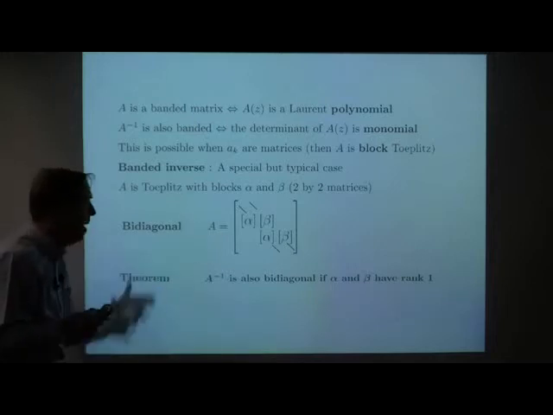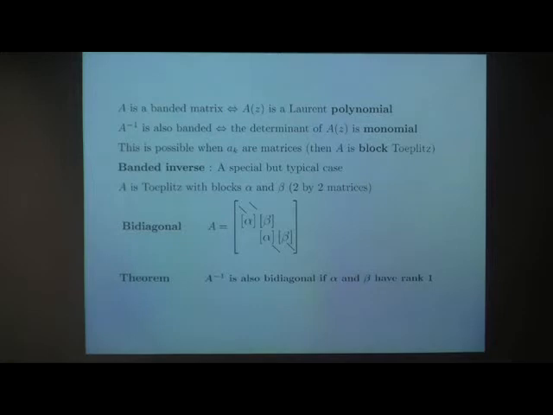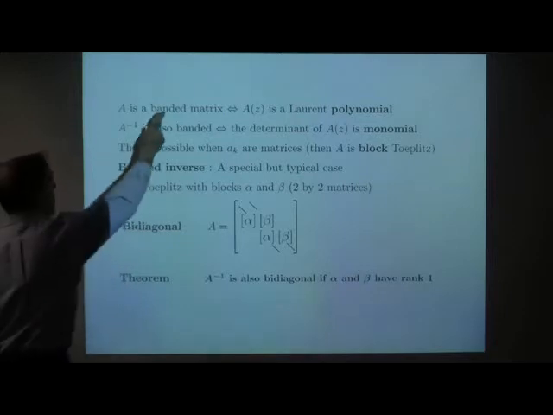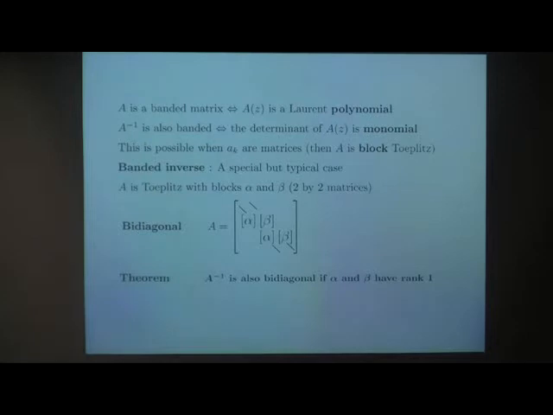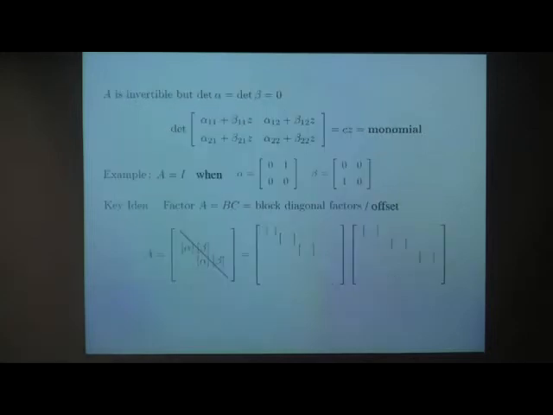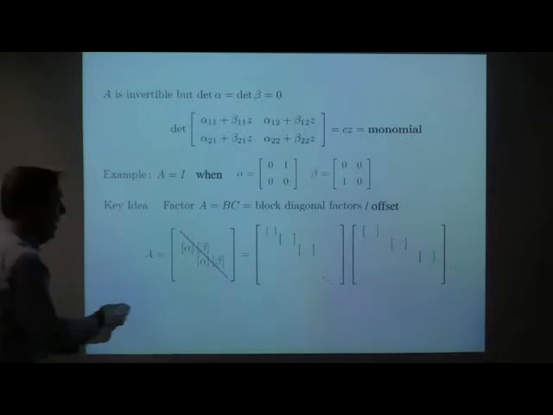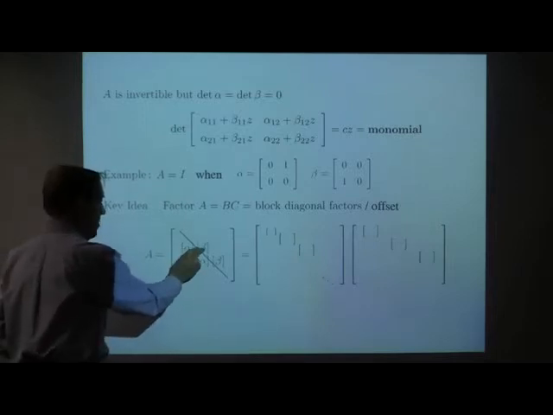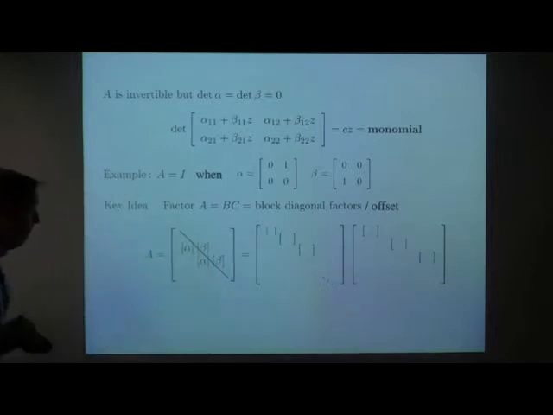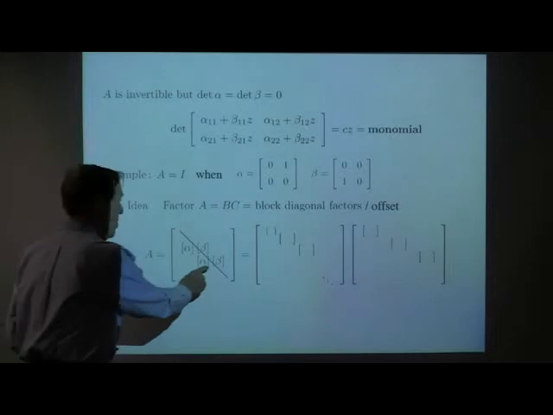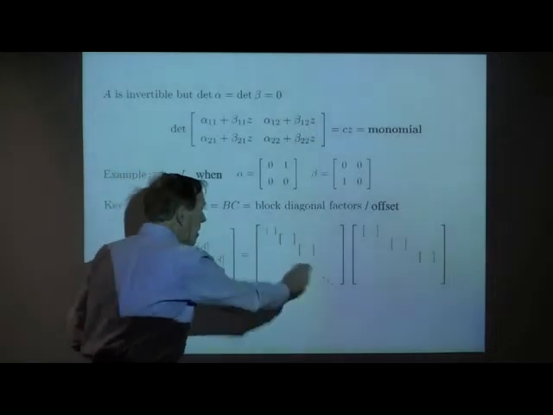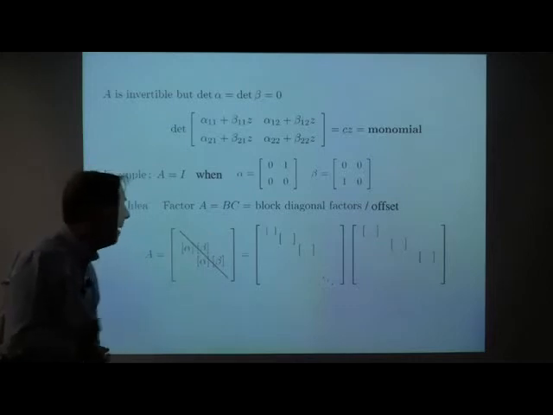That's a fact about this particular family, but I'm really interested in the whole family of banded matrices with banded inverses. Here is the key idea. We'll stay with this example. The key idea is that if this is rank 1 and that's rank 1 all the way down, they could vary, then I can factor it into block diagonal times block diagonal.